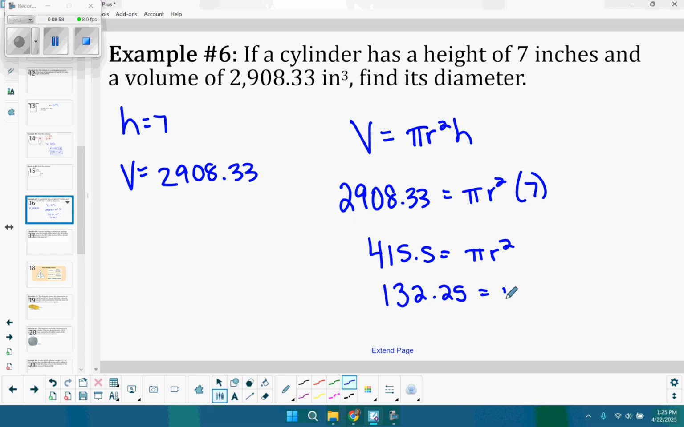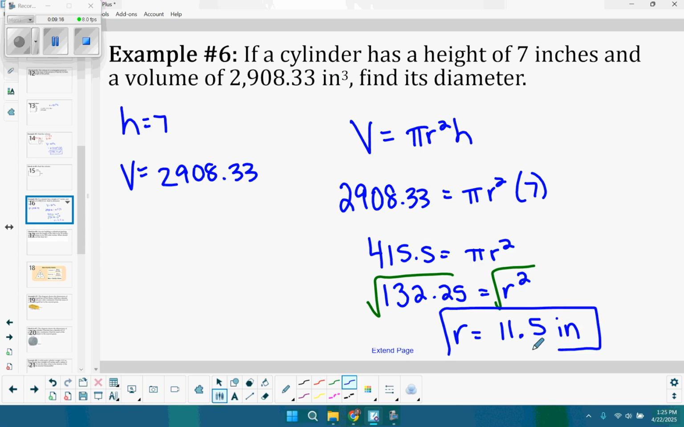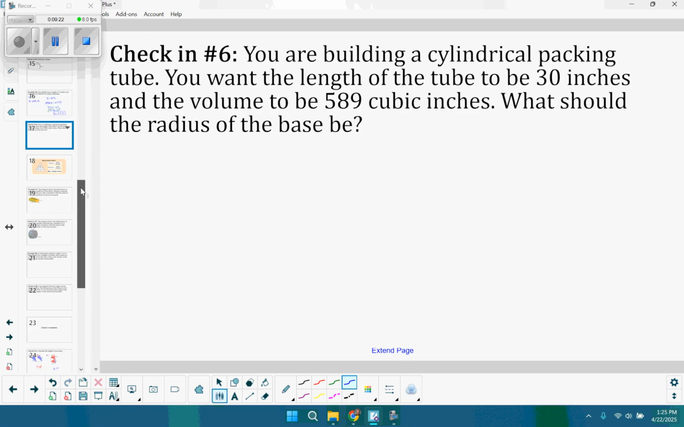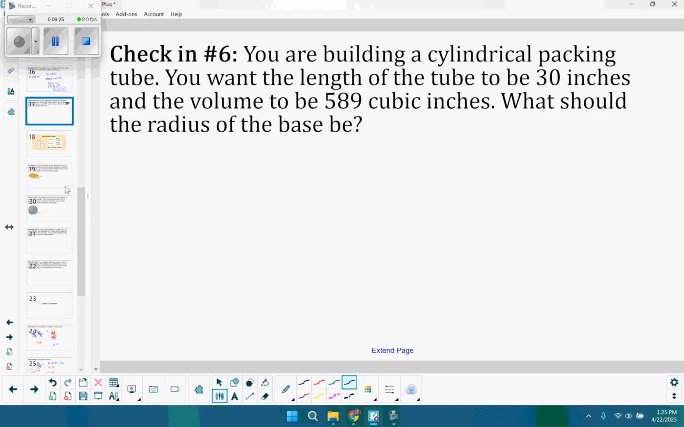132.25 equals r squared. And whenever I have something squared, to undo that, we can take the square root of both sides. And when I do that, I get that r is 11.5. My units were in inches, so my answer is in inches. So here's a check-in for you to try. You can pause. Answers are posted on Google Classroom.